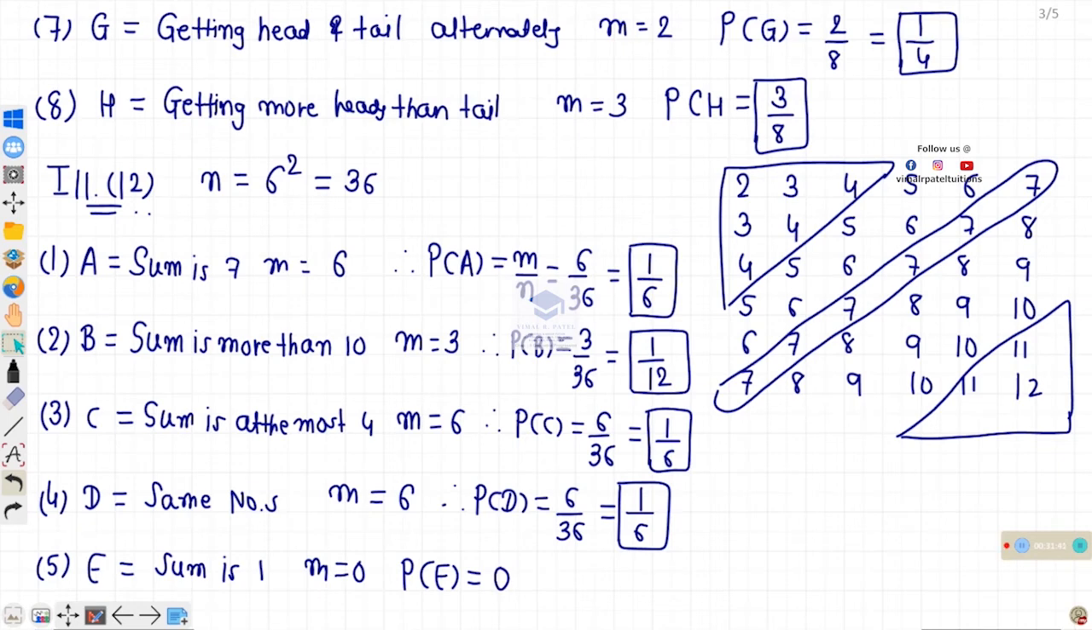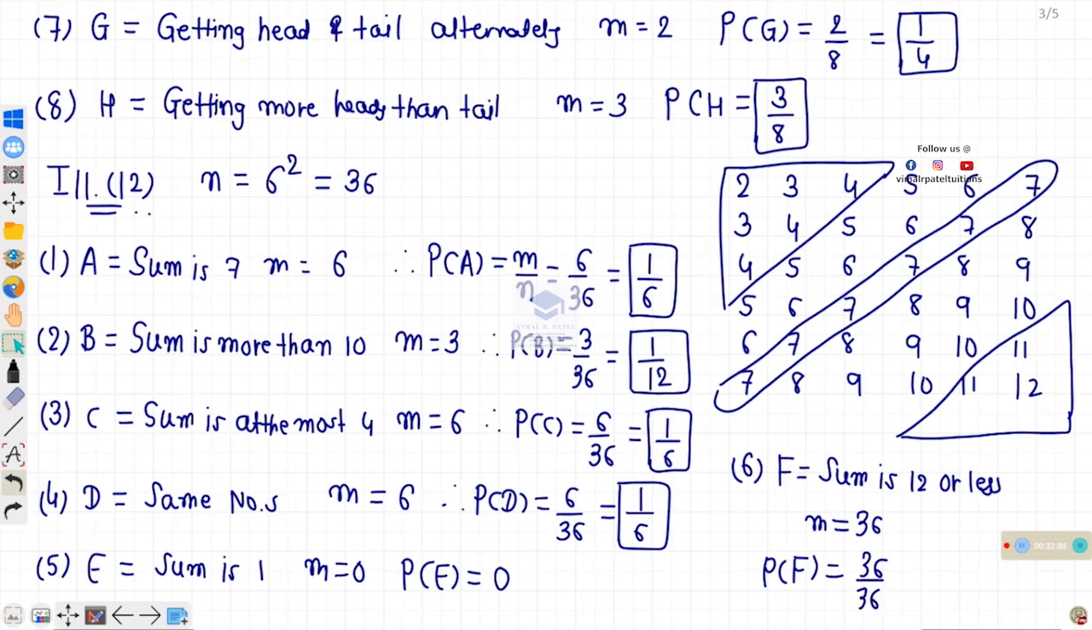0. Then Sum of number on both the dice is 12 or less. All numbers have come. Certain events 36. 12 or less than 12. So probability of certain events.